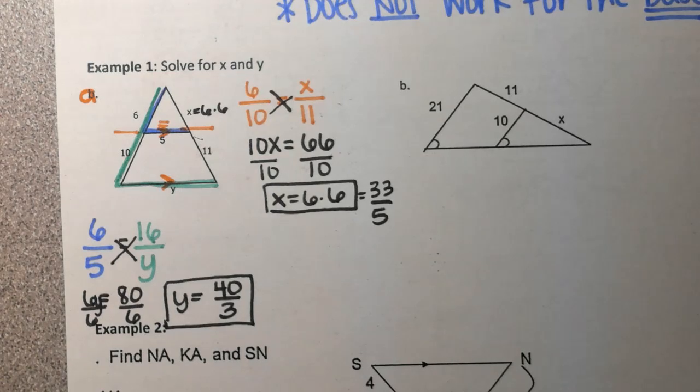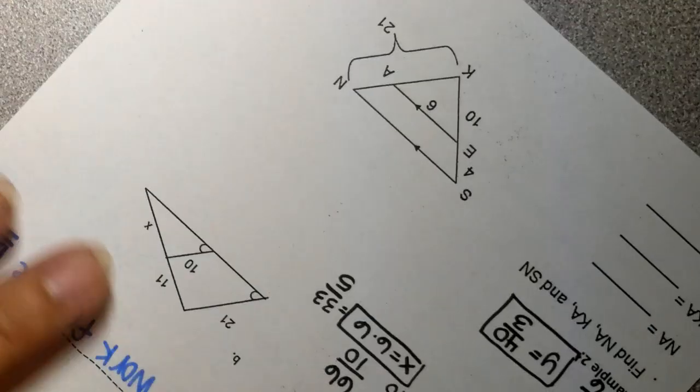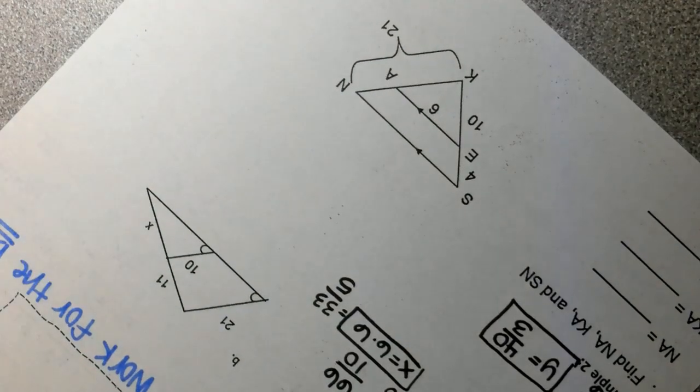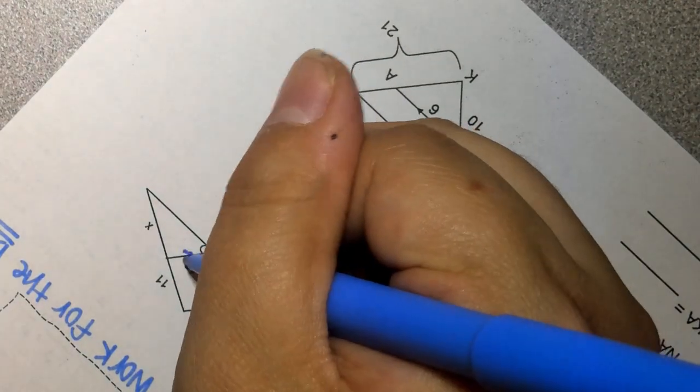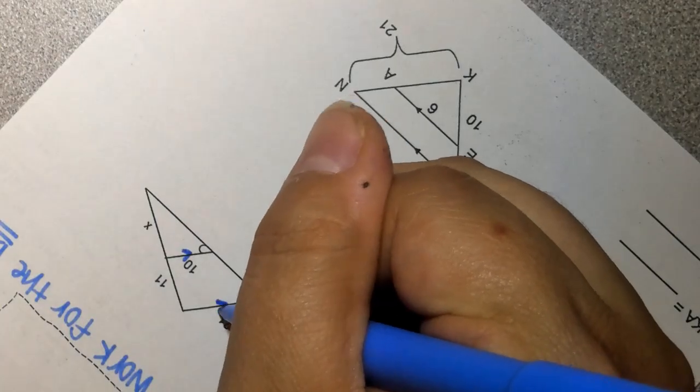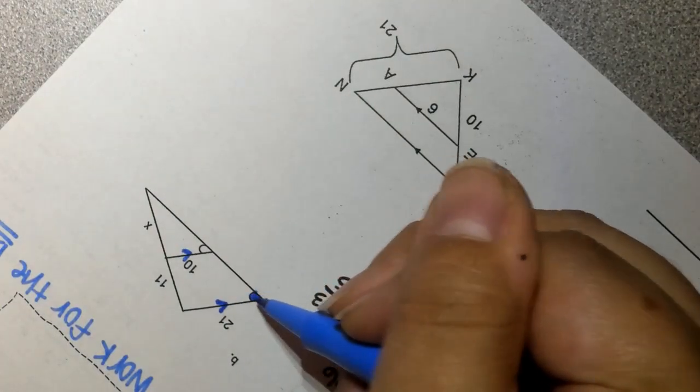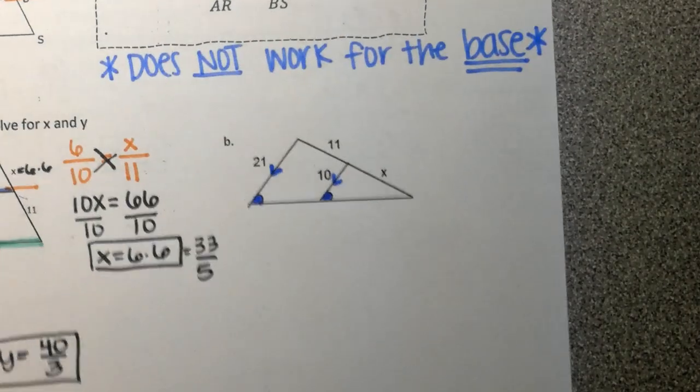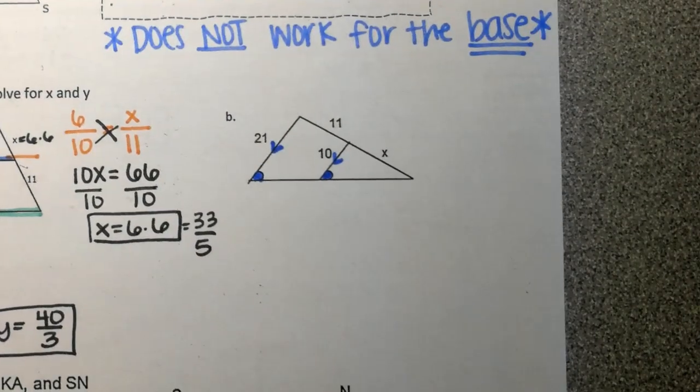What questions do I have? Look at example B. Am I giving you the sides or the base? I am giving you the base. Don't y'all agree it's turned? It's turned. These sides are parallel because of corresponding angles. Do y'all agree that's corresponding angles right there? So because I'm giving you the base, I cannot do side splitter.